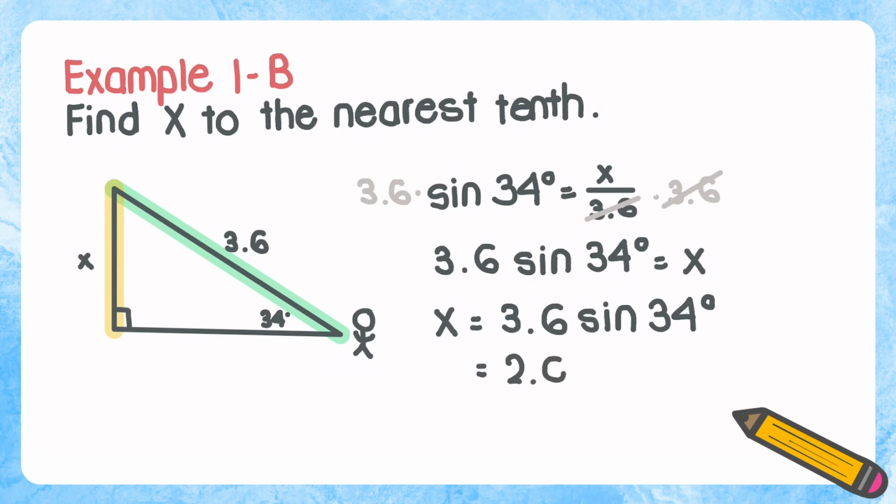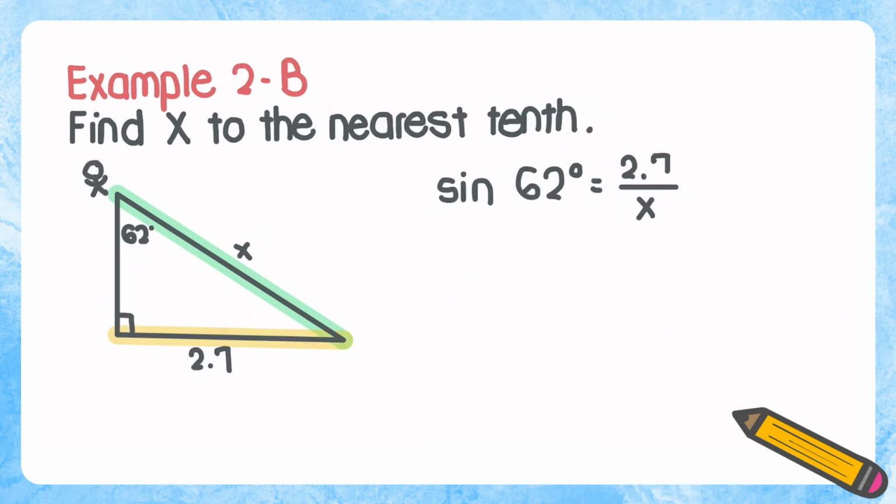All right, so for x, we got 2.01309... But notice how we're asked to just round to the nearest tenth. That's the tenth place right there. We look at the digit right under it. In this case, we do not round up. So the answer is simply 2.0. We were able to find x using the idea of trig ratios.